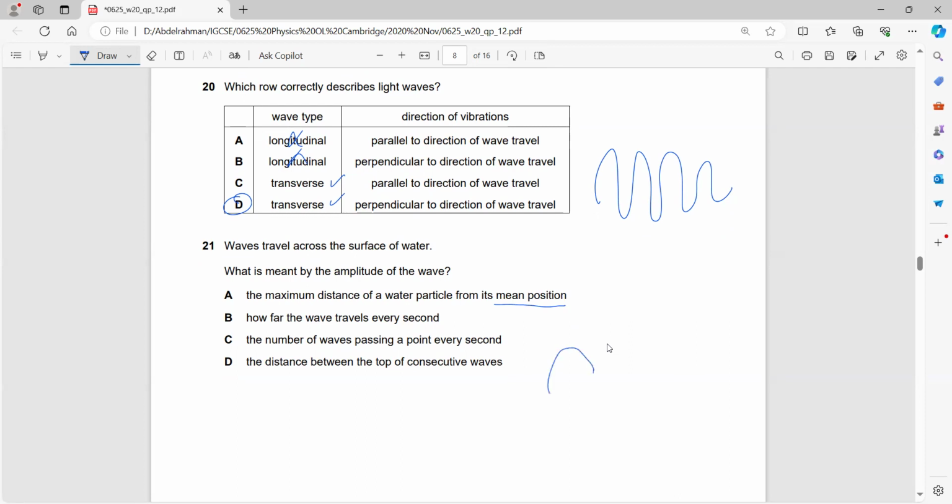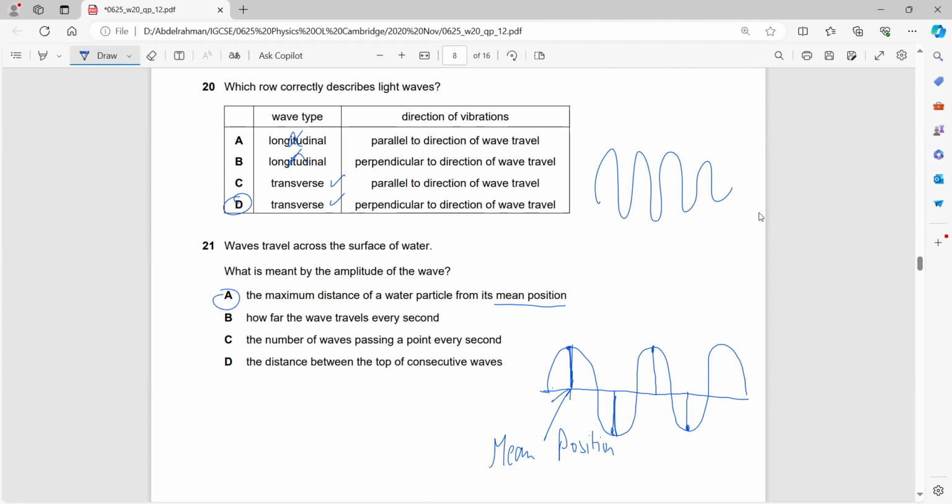Why? This is a transverse wave. This center line is called the mean position. So the distance between the crest and the mean position, or the distance between the trough and the mean position, is the amplitude.